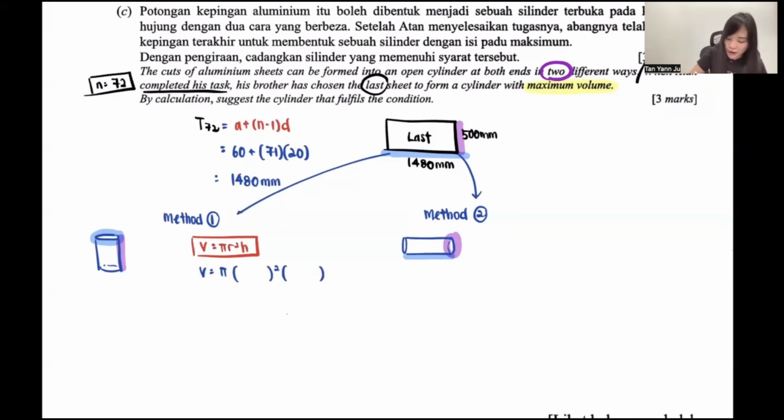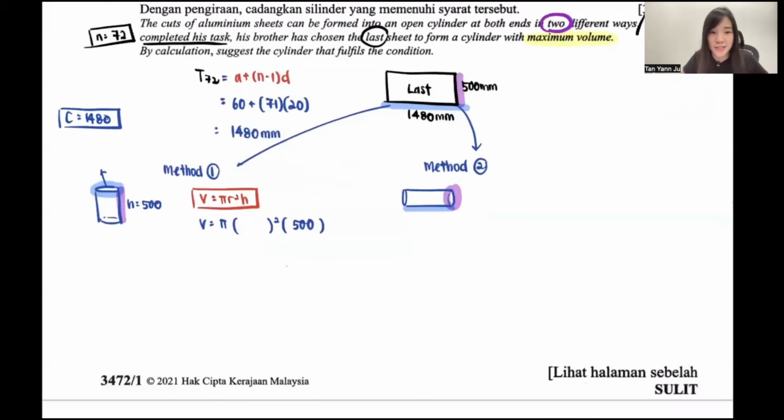When I look at this shape, I already know my h is 500. But I don't have the r. I only have the circumference. My circumference is 1480, look at the blue color at the top, that's why I write 1480. Circumference formula is 2 pi r equals 1480. If you want to get the r, times 2, move it over, divide by 2, 740. Times pi, move it over, divide by pi. So my r is 740 over pi.